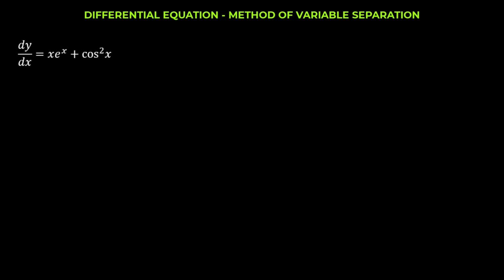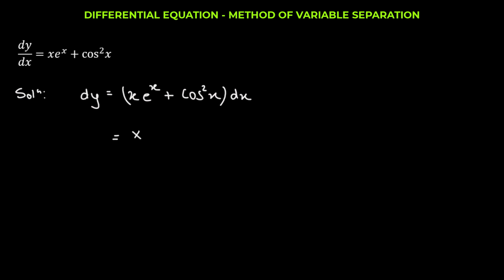Problem number 9. So here we have the differential equation dy/dx = x eˣ + cos²x. So let's separate the differentials and write in terms of the differential dy, we get (x eˣ + cos²x) dx.